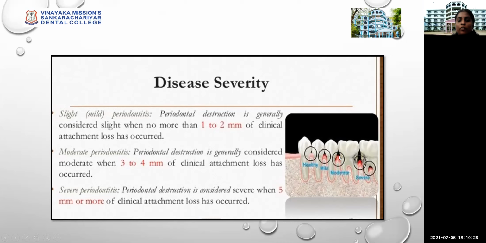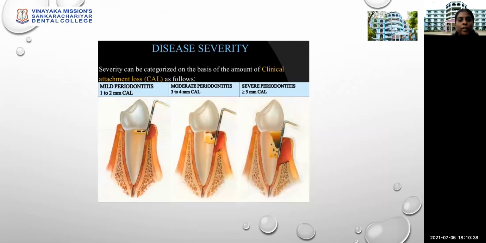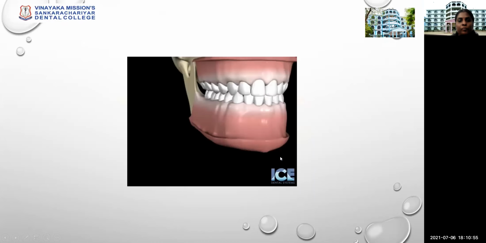So based on that, I'll show you a video of how to measure the probing pocket depth, and how you categorize into mild, moderate, and severe. This is what I told you. Here you have mild, moderate, and severe. Can you see here? It's only 1 to 2 mm, then 3 to 4, and then greater than 5 mm of clinical attachment level from the CEJ to the base of the pocket. Here is a video graph that shows the healthy gingiva and how it develops into periodontitis.